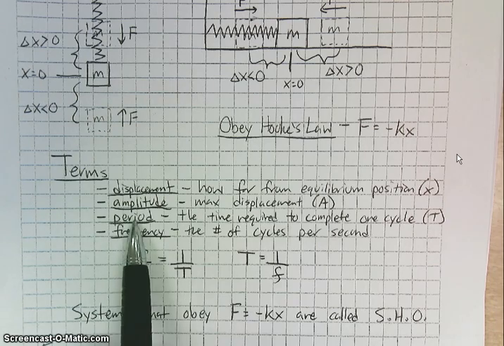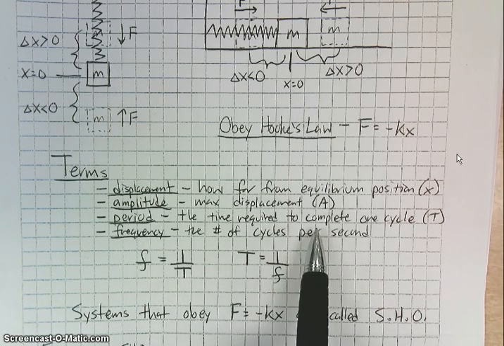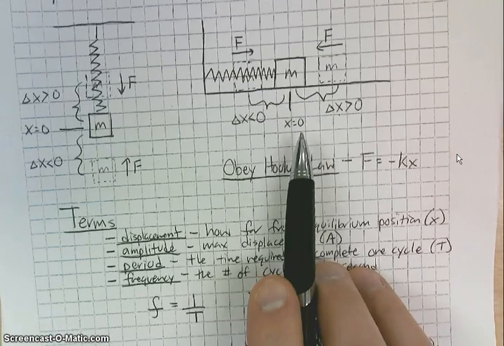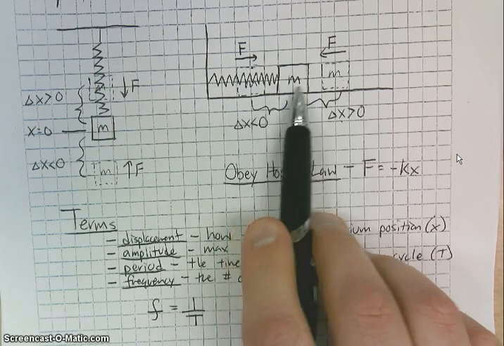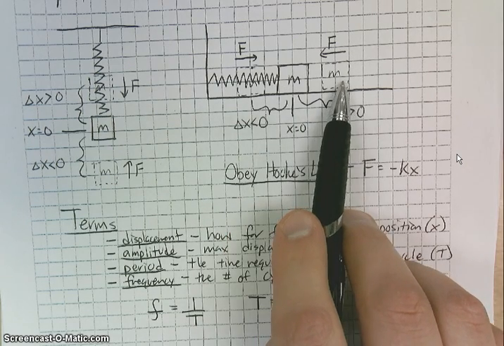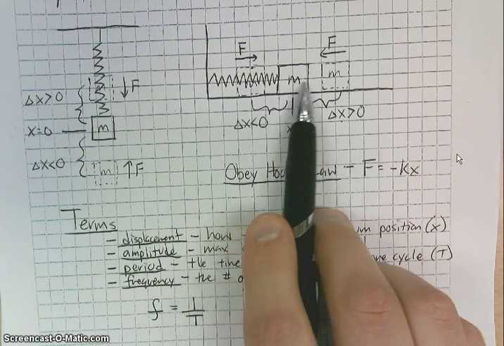The period is the time required to complete one cycle. So if I go back up to my picture, if I stretched it out to here, it would be the time it would take for it to come back to here and then back out.